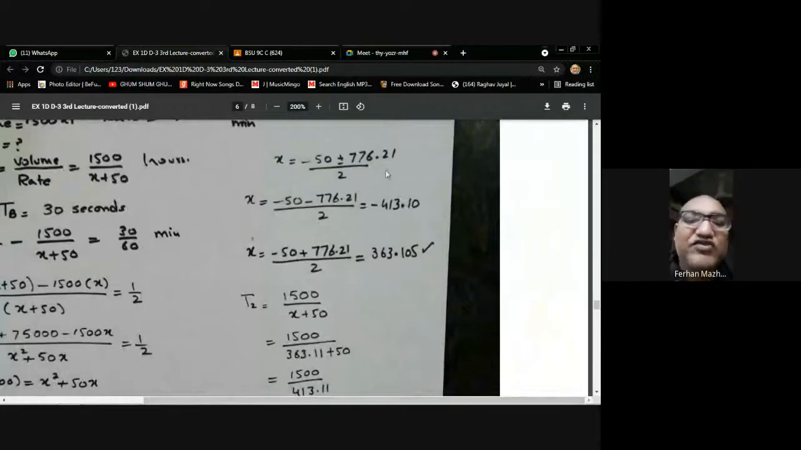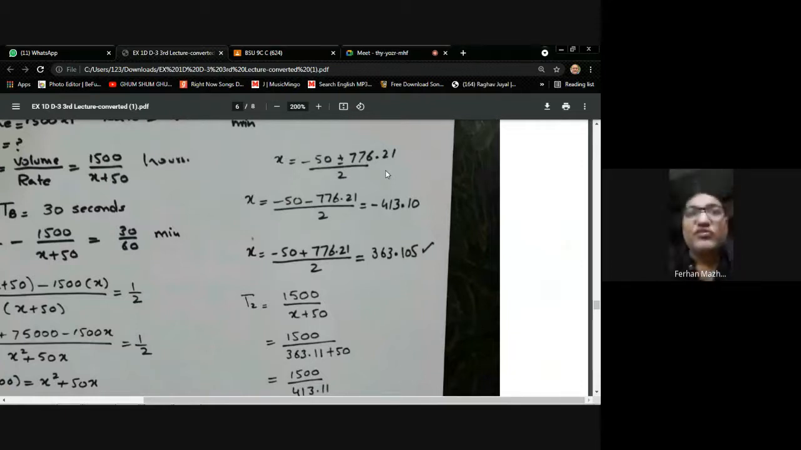So this will be the situation after the under root. Here you have two situations. One is x equals minus 50 minus 776.21 divided by 2. The value will be minus 413.10. The second situation will be x equals minus 50 plus 776.21 divided by 2, and that will be 363.105. So that negative value, I will neglect. I'm going with this positive value of x.